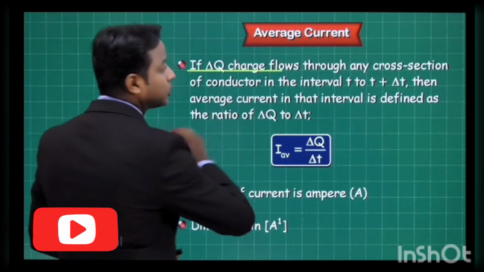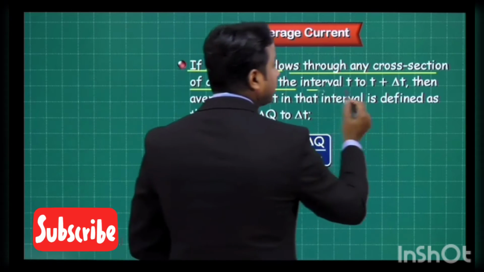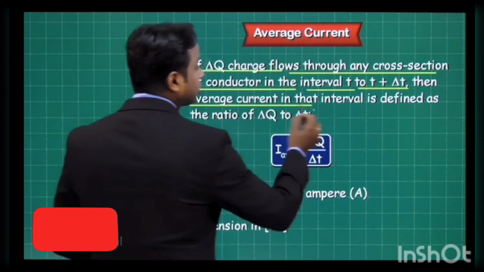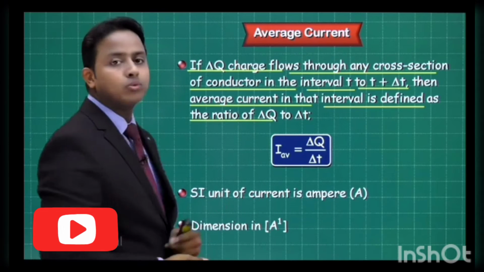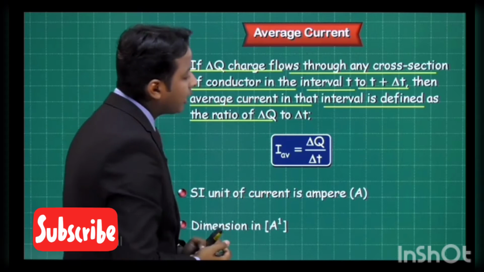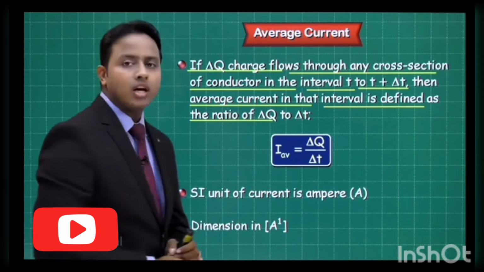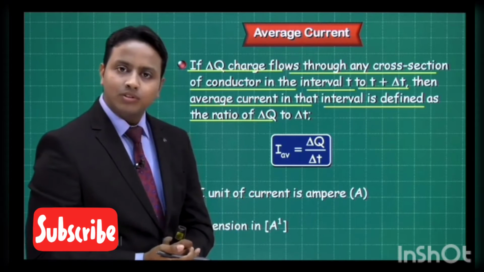If delta Q charge flows through any cross section of a conductor in the interval from t to t plus delta t, then the average current in that interval is defined as the ratio of delta Q to delta t. So you can clearly see, average current is the ratio of delta Q, the amount of charge, to delta t, the time taken by the charges to flow from one end of the area to the other end. I hope this is very clear to you.